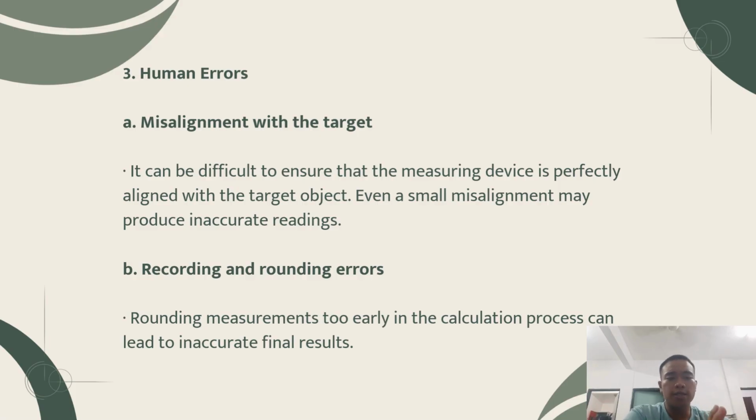The second one is rounding. We also had to be careful about when we rounded our numbers. If you round a decimal too early in the calculation process, the final answer drifts further away from the accurate result.